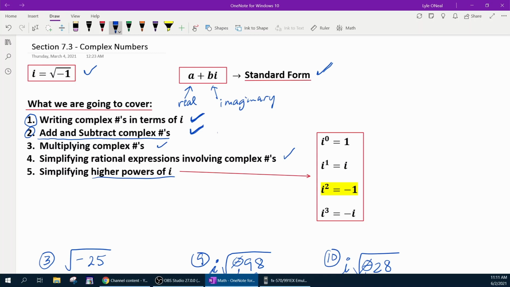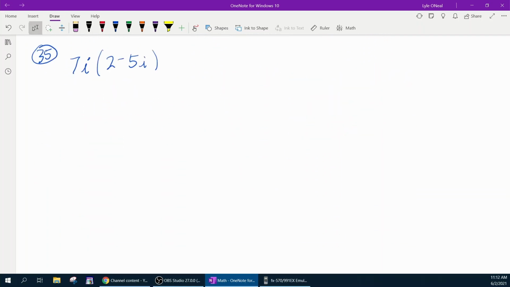Next, let's look at multiplying complex numbers. And that's going to take us to number 35. So our next example here, notice that we have 7i. That is a complex number where the real part happens to be 0, I might note. So this would be considered a monomial. There's one term. Inside, we have a complex number, a plus bi, and it's a binomial because it has two terms. If I'm going to multiply these together, I need to use the distributive property.